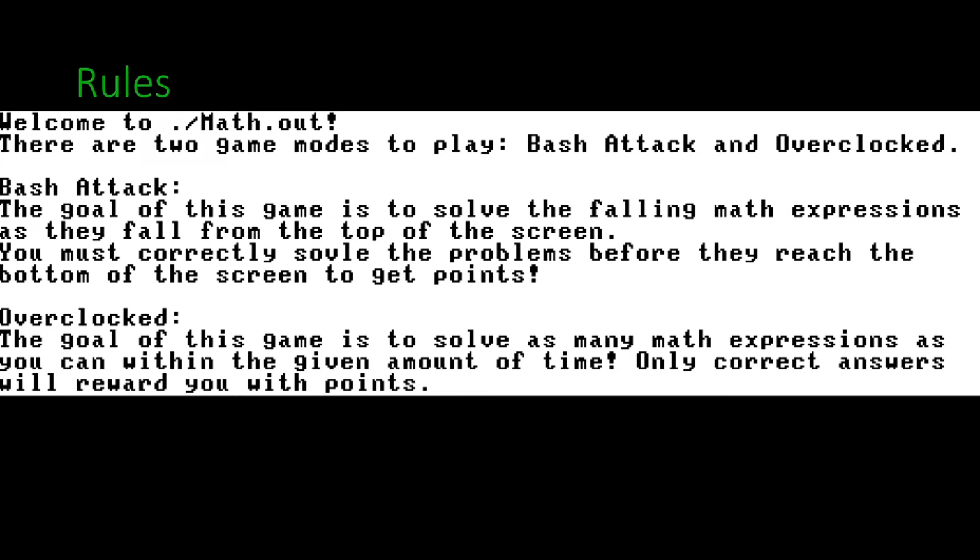In Math.out, there are two different game modes to play, Bash Attack and Overclocked. In Bash Attack, the goal of the game is to solve the following mathematical expressions as they fall from the top of the screen. In Overclocked, the goal of the game is to solve as many mathematical expressions as possible within the given amount of time.